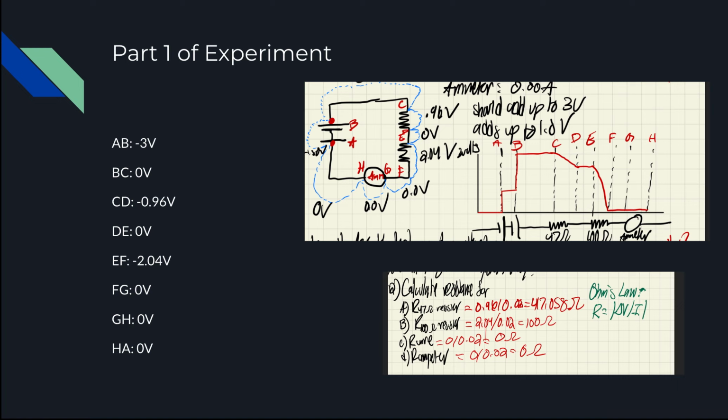Here is the graph to show the change in voltage over time as the current progresses throughout the circuit. We were also asked to calculate the resistance for the various components in the circuit. Here I use Ohm's law, so you can see those calculations here.